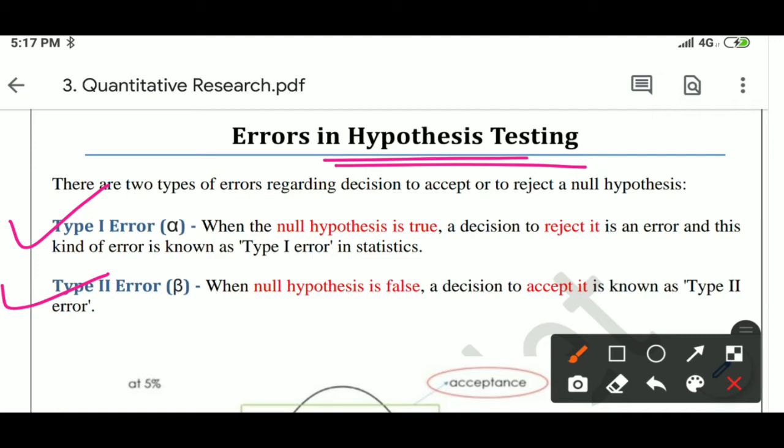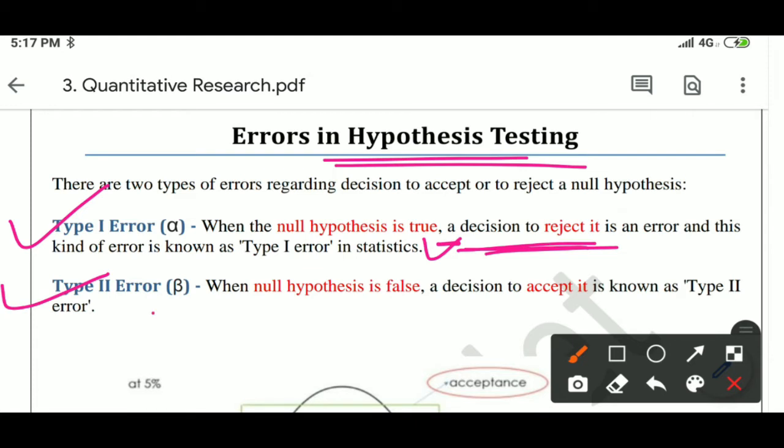Type 1 error is when the null hypothesis is true, but the decision is wrong and the researcher rejects this null hypothesis. Even though it is true, if he rejected this null hypothesis, then the error will be called the type 1 error, or alpha.